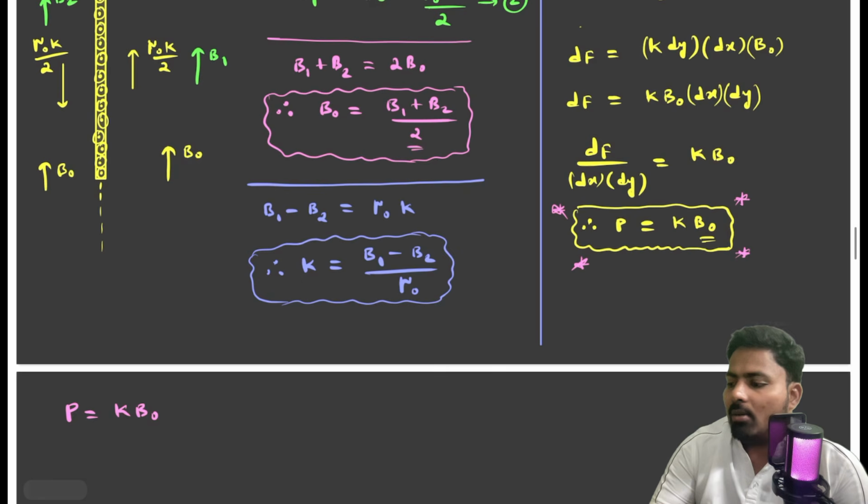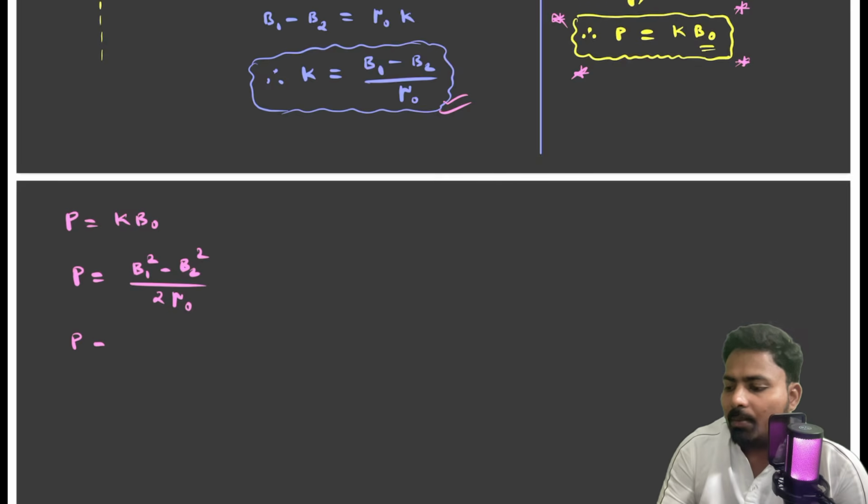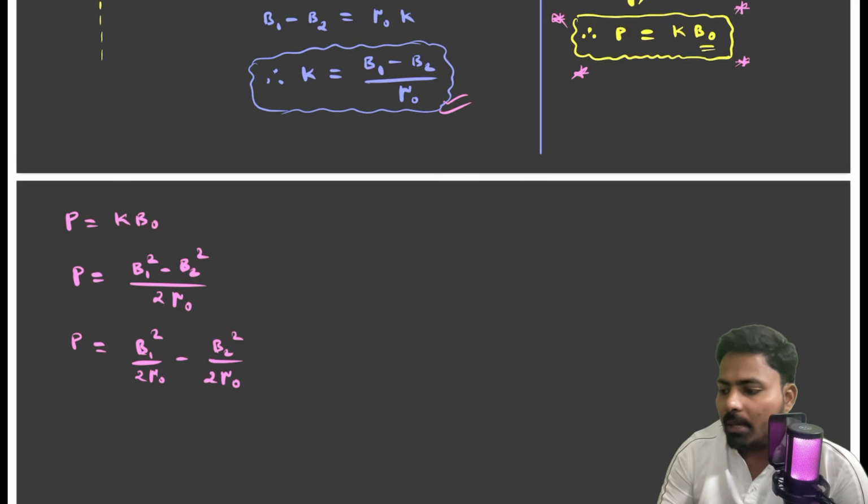So we already have the k value, and we already have the b naught value. So when you do that, it's nothing but (b1 minus b2) into (b1 plus b2), like (a plus b) into (a minus b), so a square minus b square, right? So the pressure formula that we are getting is b1 square minus b2 square by 2 mu naught. If I rearrange this, the pressure can be simply written as b1 square by 2 mu naught minus b2 square by 2 mu naught. This is the final result that we have got.